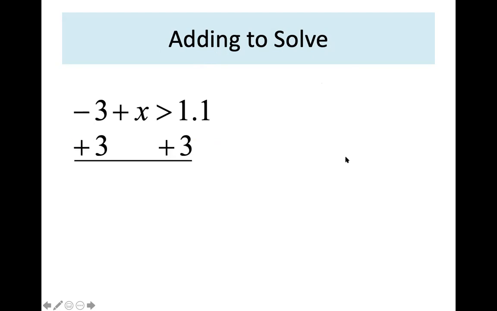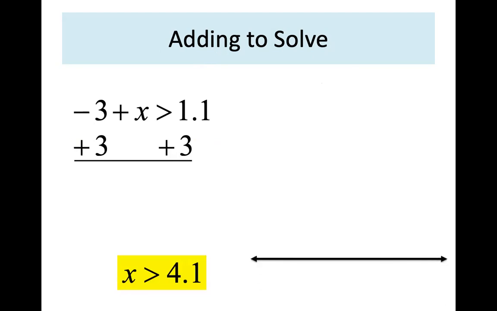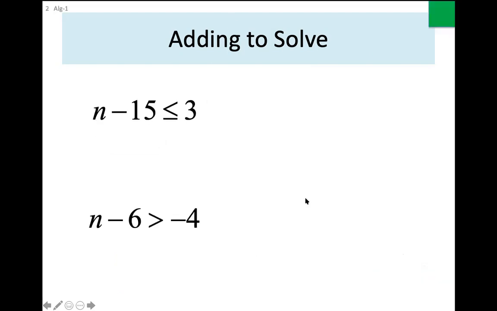So we add 3 to both sides. That gives us 4.1. So x is greater than 4.1. Open circle, bigger than 4.1, shade right. Open circle, shade right. Feels like I'm going kind of fast. Are we okay? No complaints.